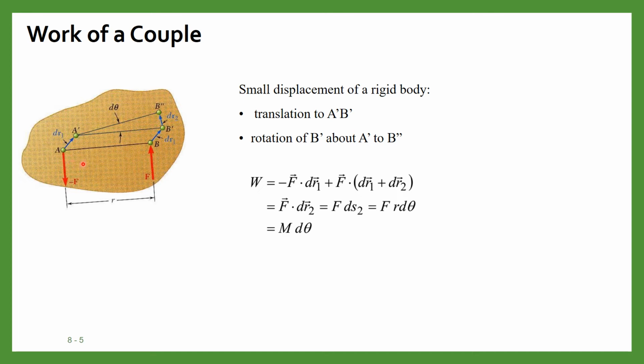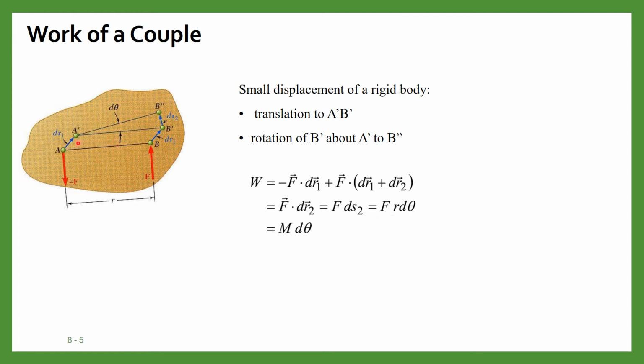So under the action of the couple, these two points A and B move to A' and B'', and we can divide it into two parts: translational motion plus rotational motion. Now the translational motion will cancel out. Suppose we have minus F dot dr and plus F dot dr, so this will cancel out, and finally the work which will remain is only F dot dr2, which is nothing but F ds2, which will be equal to F r d theta.